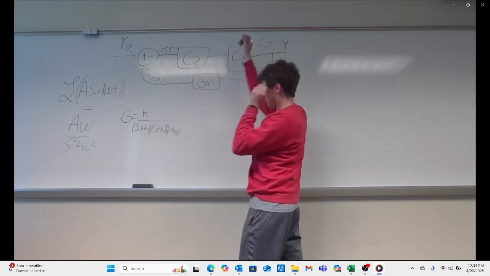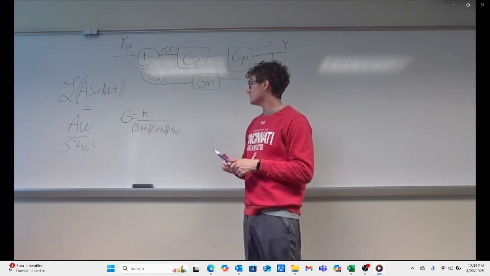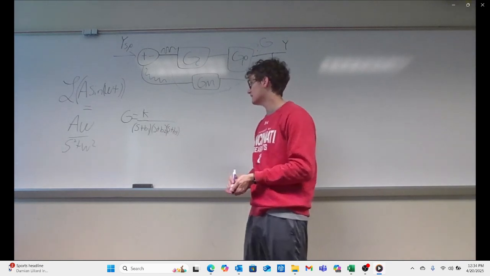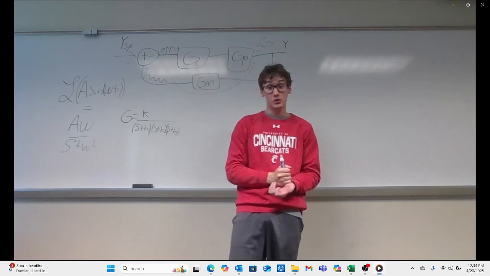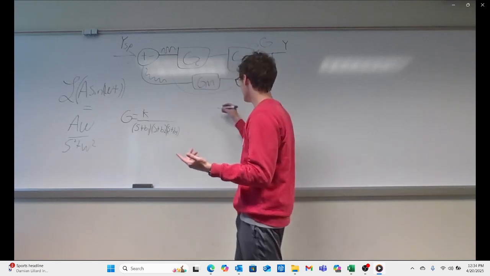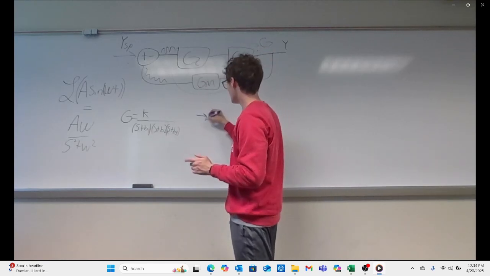So what I'm doing here is circling this, and we're just going to label it as g, because g can be really big and really complex and can have a lot of roots. So we're just going to write this as g and not Gc and Gp, to simplify it for ourselves.